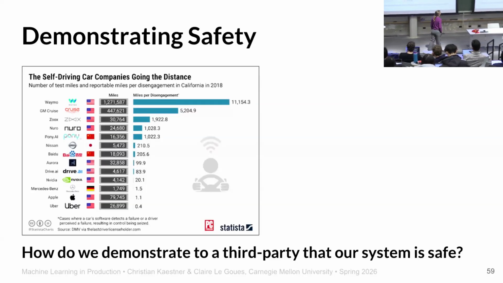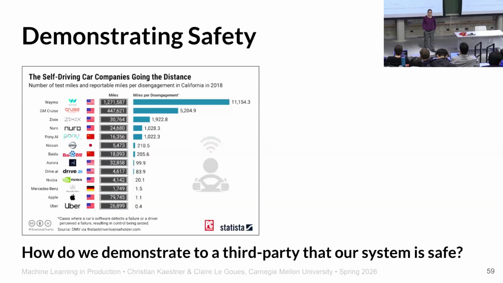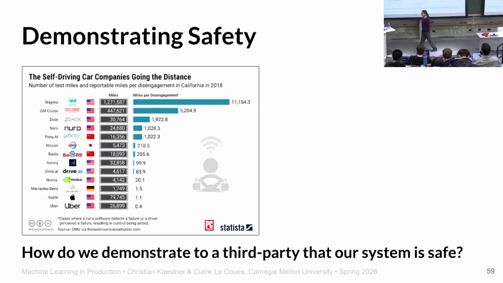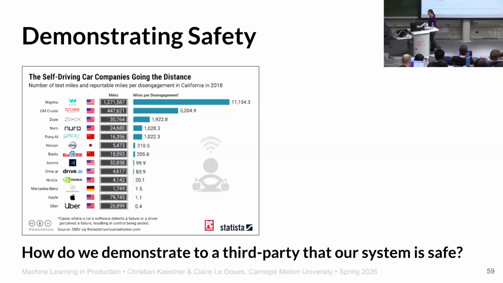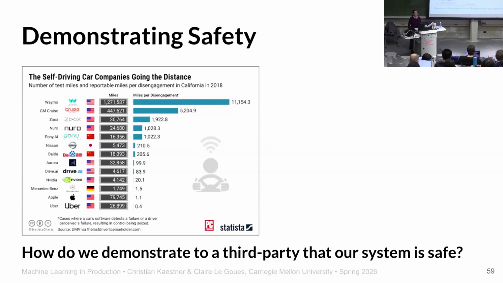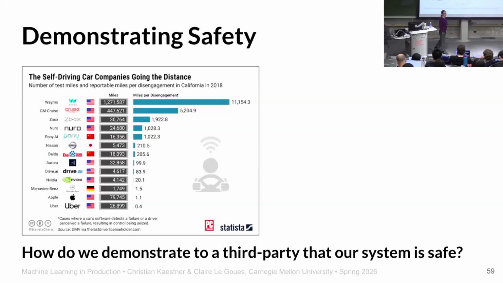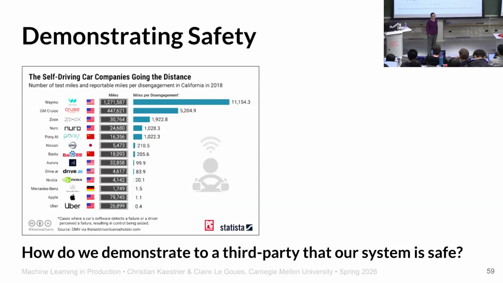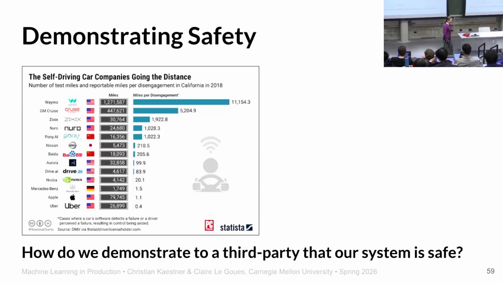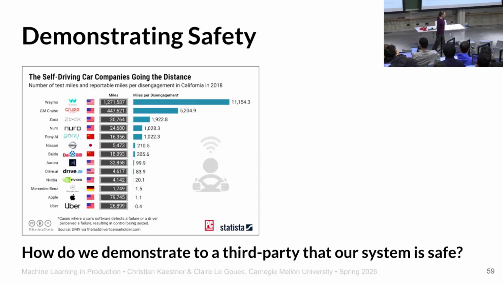This is reportable miles per disengagement. I'll share it on Slack, there's an interesting blog post from Phil Koopman recently about the limitations of accidents per miles driven as a measure for autonomous vehicle safety. He sort of wrote the book on autonomous vehicle safety. He's retired now from ECE.